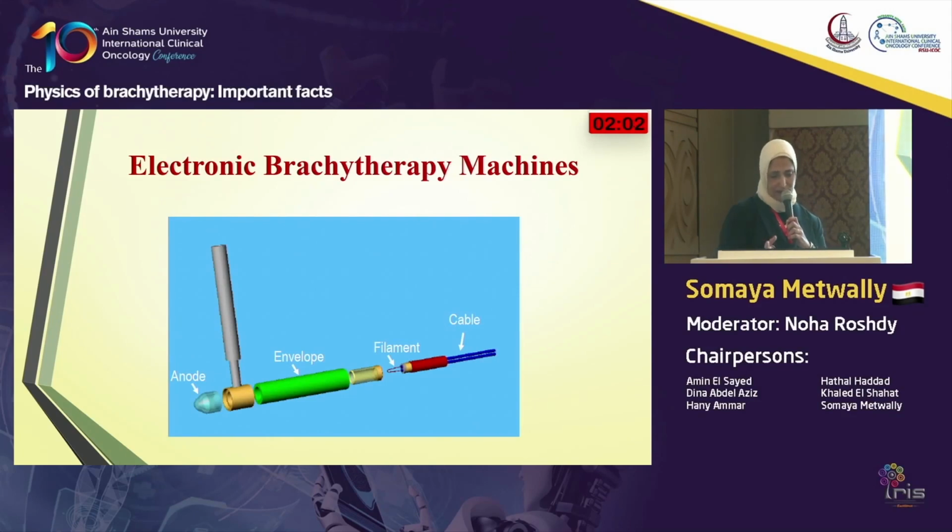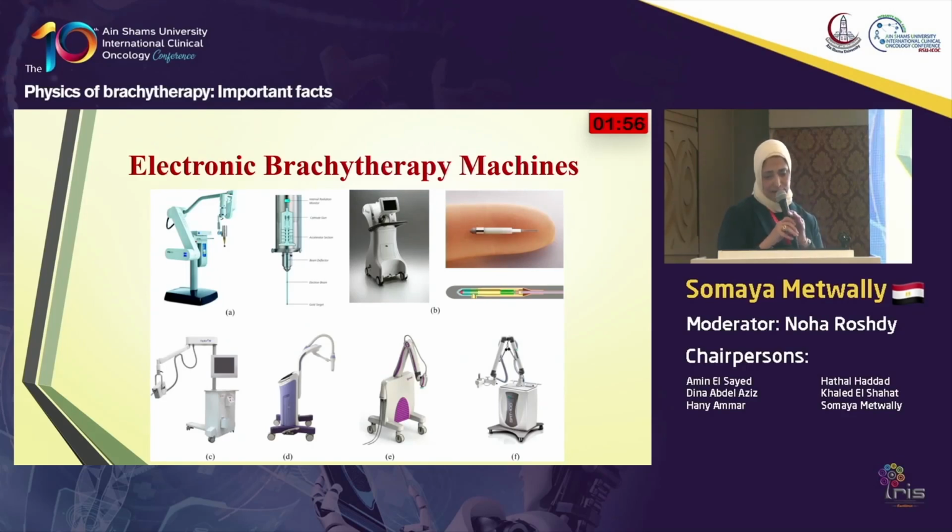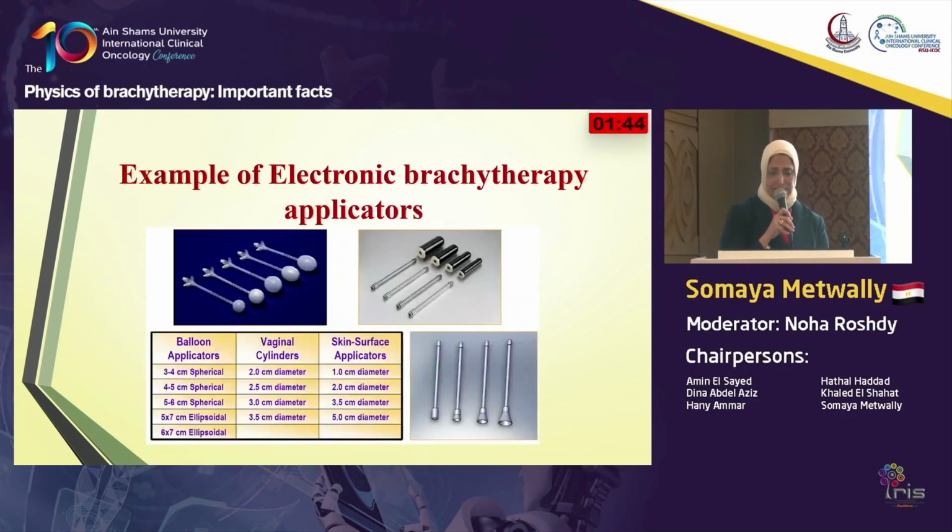This is the details of the tube. And this is a number of machines. Actually, it's very famous now, and I think it is very promising. Example for electronic brachytherapy applicators: we have Palion applicators, spherical applicators, and also vaginal cylinders in different sizes, of course depending on the anatomy of the patient, and we have a skin surface applicator. I have a variety of applicators, so I can use it for different sites.